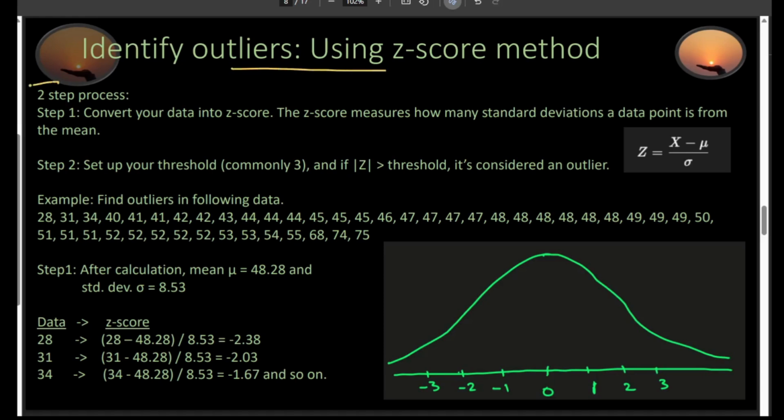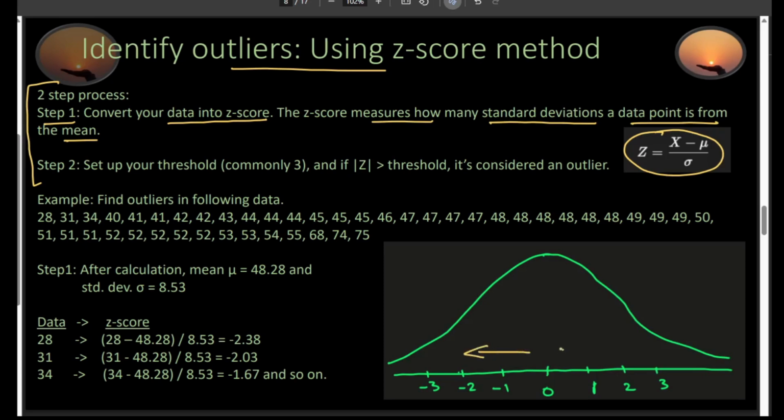It's a two-step process. In step one, you convert the data that's given to you into Z-scores, using this formula right here. The Z-score measures how many standard deviations your data is from its mean value. In essence, it measures how far you are from your mean value. The greater your Z value is, the further away you are from your mean.